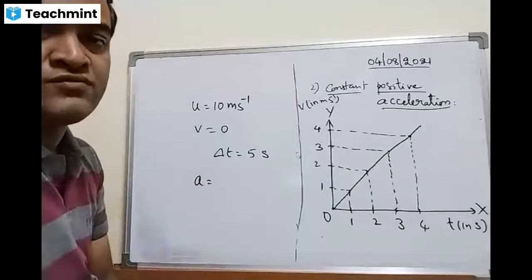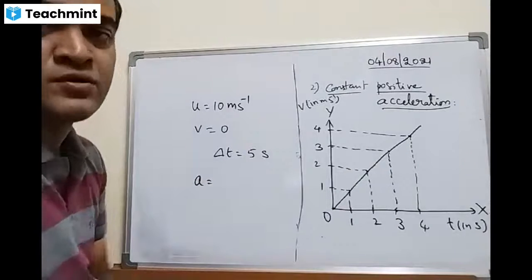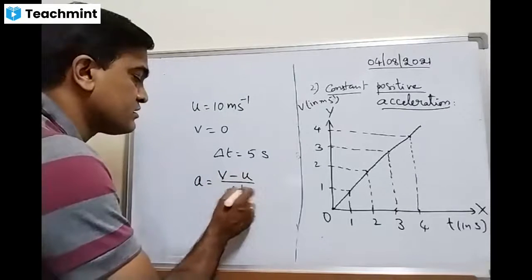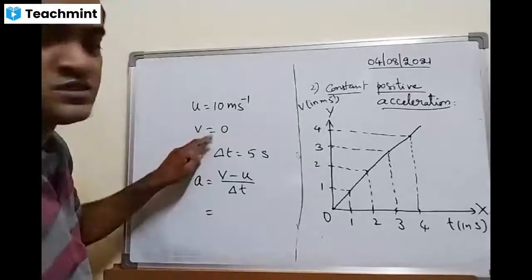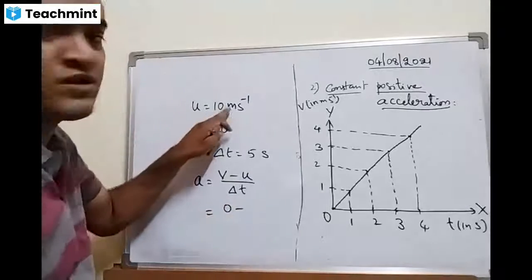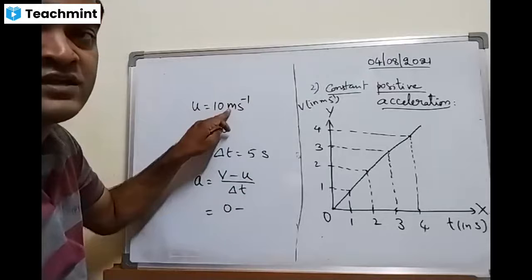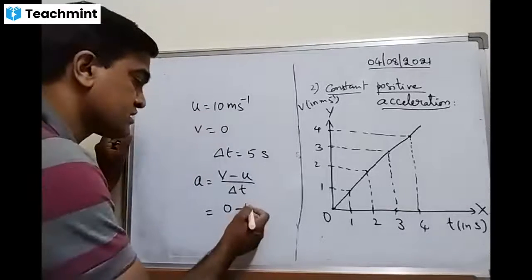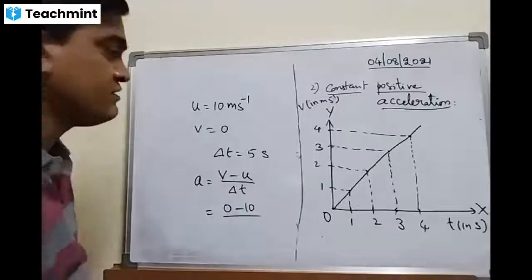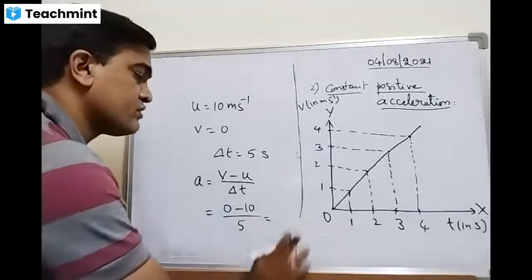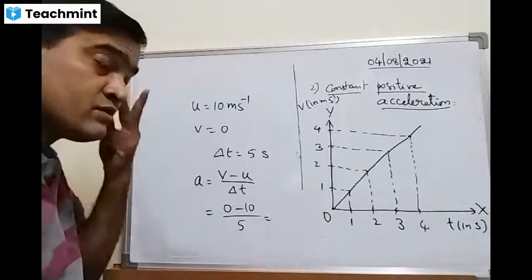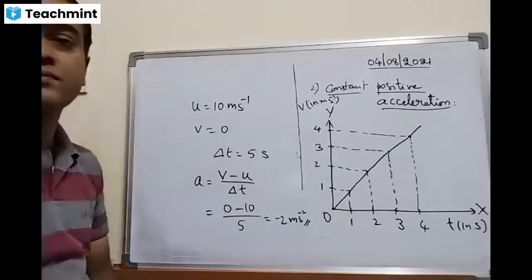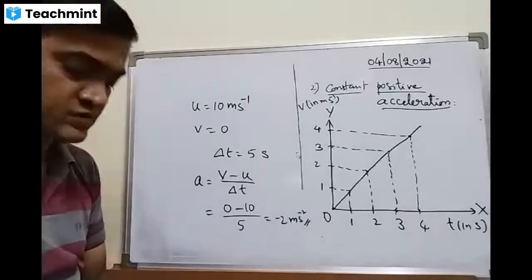Acceleration is nothing but final velocity minus initial velocity upon time interval. Now what is the value of v? V is equal to 0 minus the initial velocity, with which it is starting. When I started the stop clock, it was showing 10 meters per second. So 10 meters per second, let me write. Delta t I will take as 5. Now let's see what value we get. I'm getting the value as minus 2 meter per second square, right?